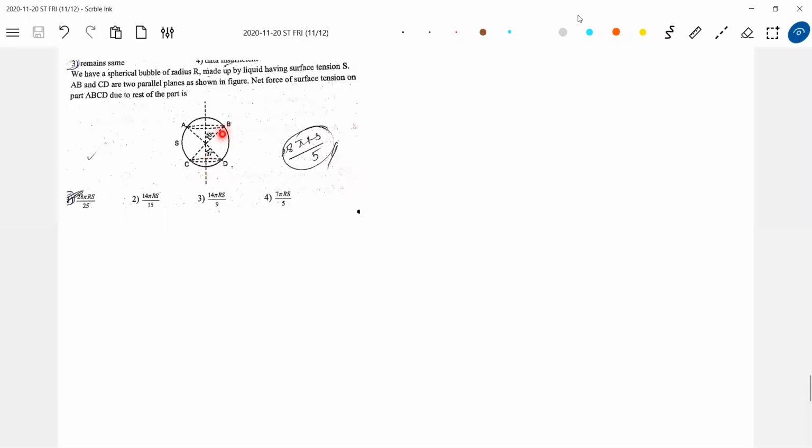So what does it mean? It means you remove from the spherical bubble this particular section. Then you remove this section. So what is the force exerted by the rest of the part? I think some mathematics you have to bring in here. How should the force due to surface tension act here? I'll just show part AB. I'll just help you with a diagram.